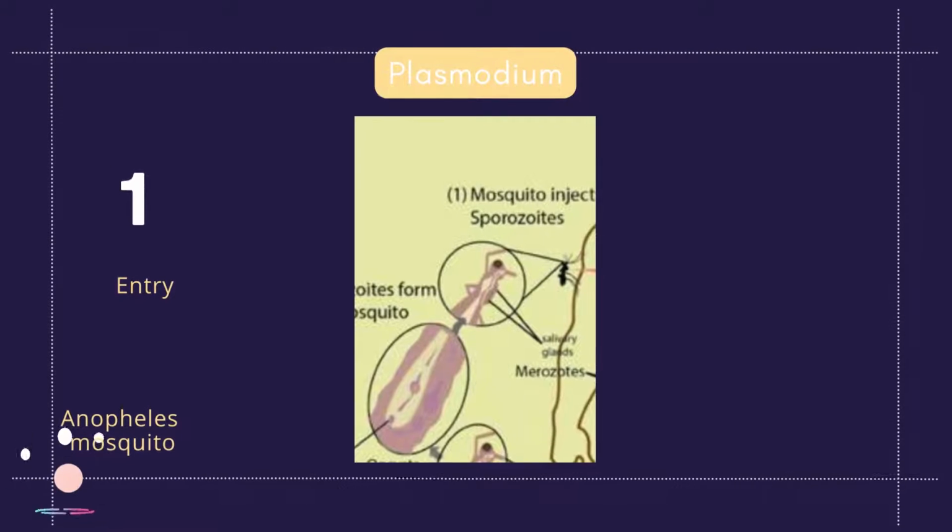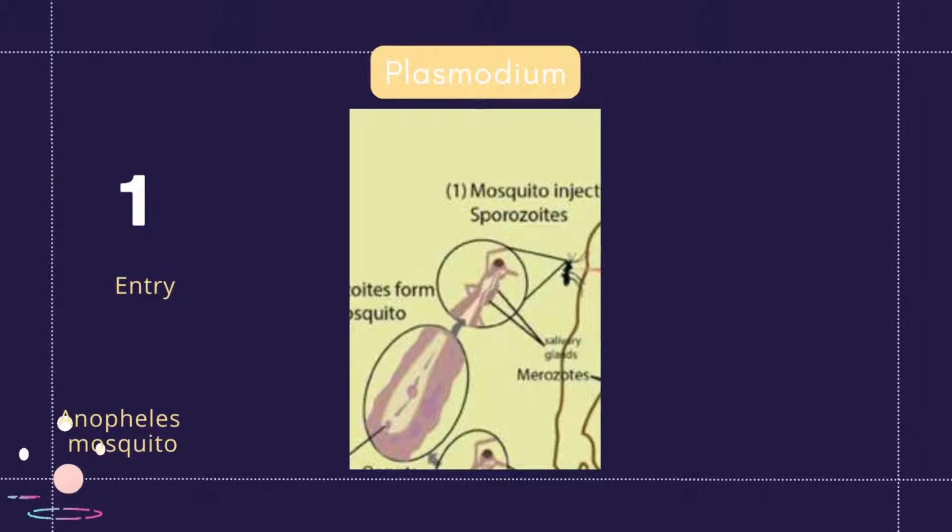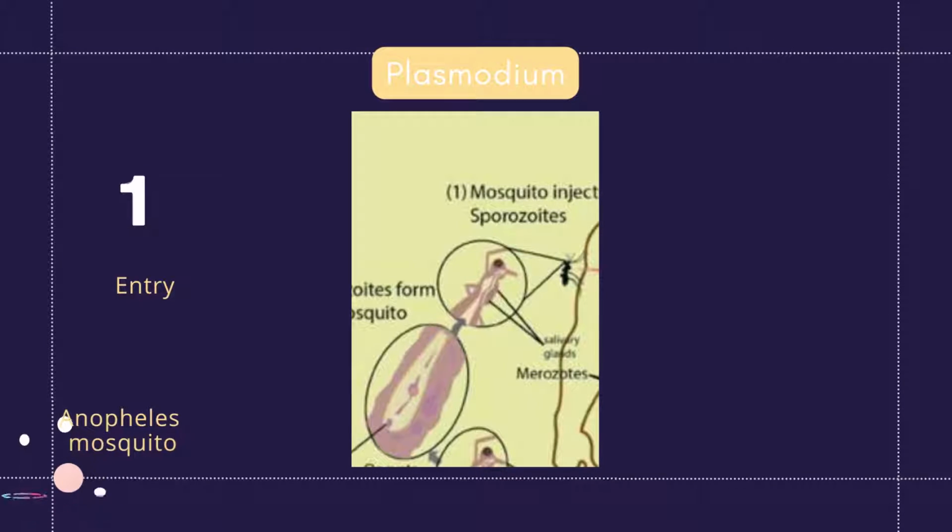Let's discuss Plasmodium. The famous example of epicomplexan is Plasmodium. It causes malaria in humans. Plasmodium, the epicomplexan that causes malaria, enters human blood through the bite of an infected female Anopheles mosquito. First step in its life cycle, since we are also discussing the life cycle of Plasmodium. The first step is entry.